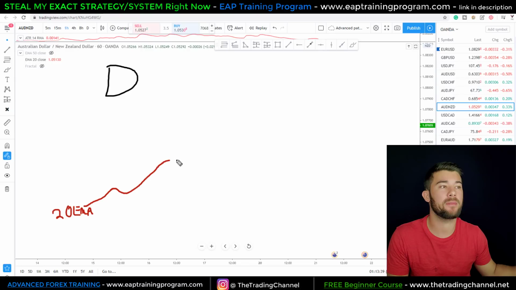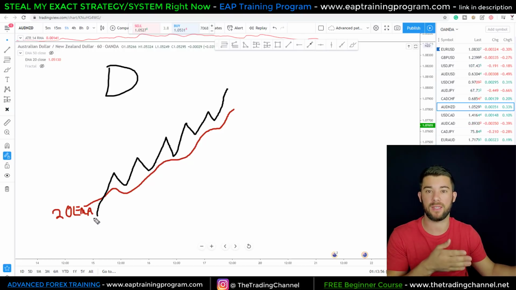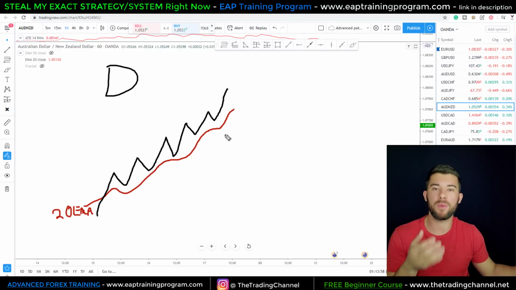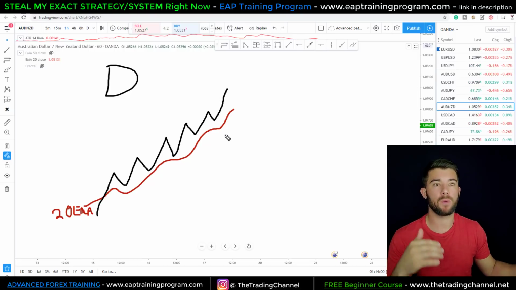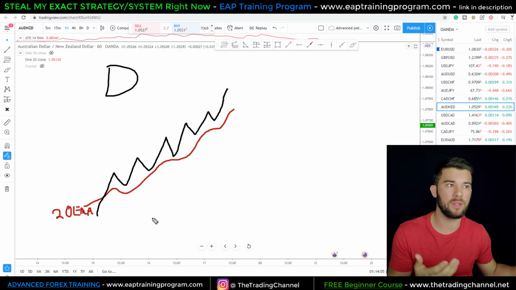We have our 20 EMA, and as long as price stays above that 20 EMA and the bodies of candles don't start touching this 20 EMA, then we are considered to be in an uptrend. So if the daily chart is doing this right here, then what do we want to look for on lower time frames? We want to look for long trades. So what types of long trades do we want to look for?